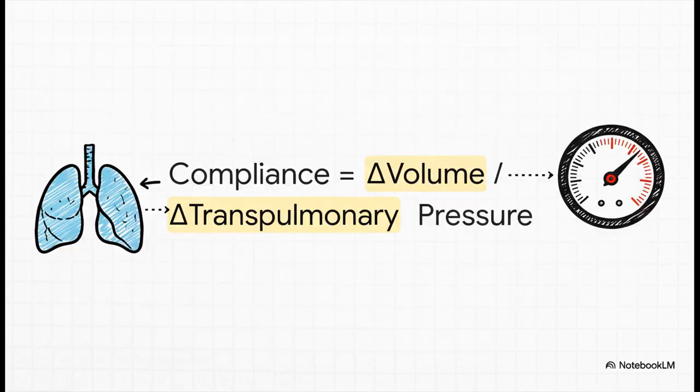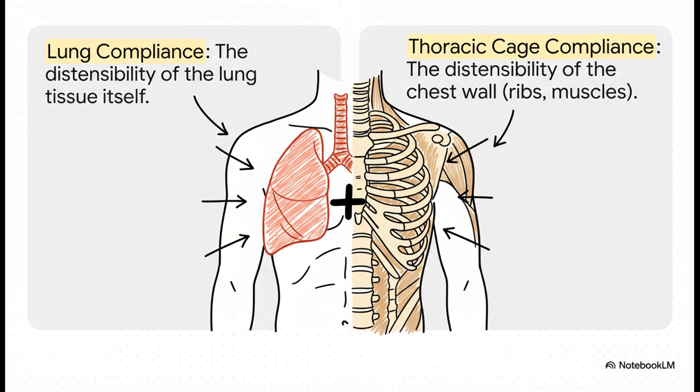It's stiff. And here it is, the formula you absolutely positively have to know. Compliance equals the change in volume divided by the change in transpulmonary pressure. And all that little triangle, the delta, means is change in. So this formula is just asking, for every 1 unit of pressure we apply, how much volume do we get in return? That's compliance.